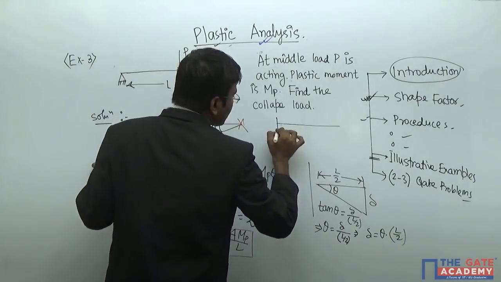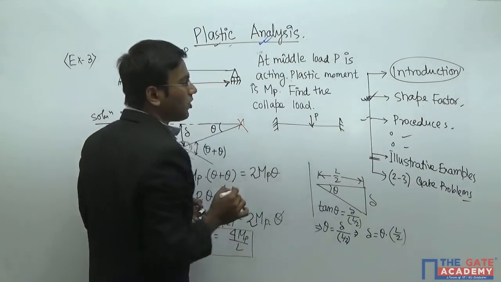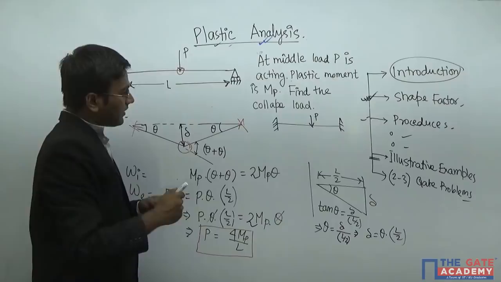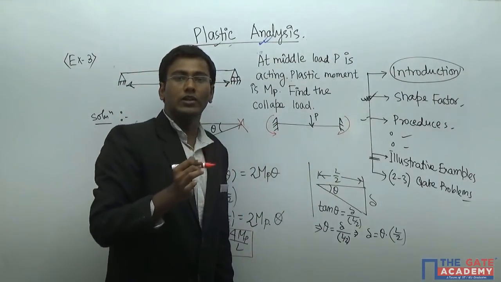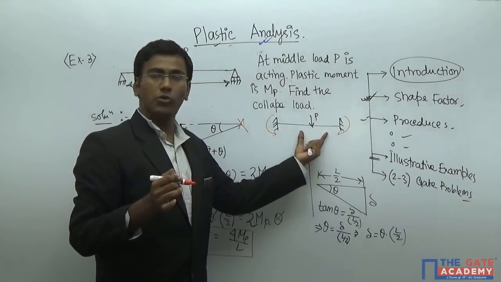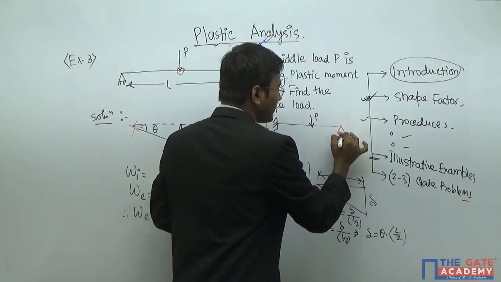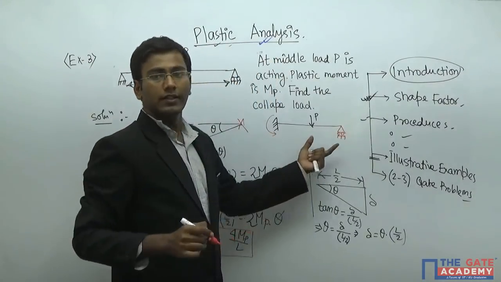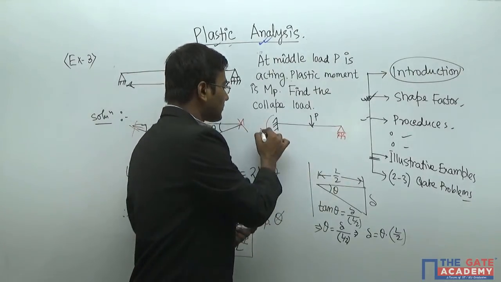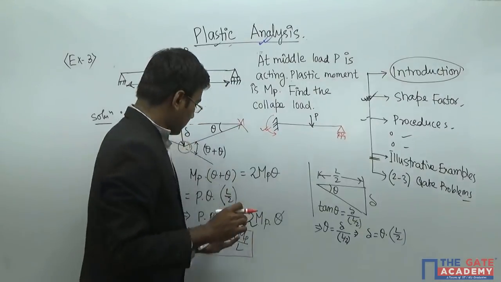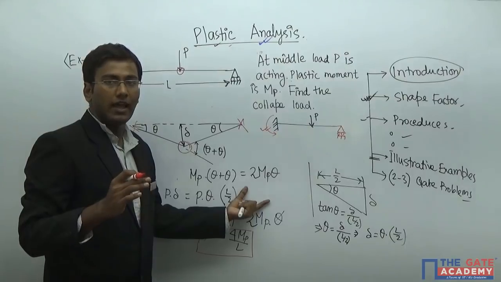Because suppose this is a fixed beam like this, and I am applying a point load P here, right? In this case, a moment will come and it will try to resist some amount of load. Now, I am giving it as a roller one. Here, there is no moment, or the moment is 0, so only this one. That's why the collapse load P has reduced.